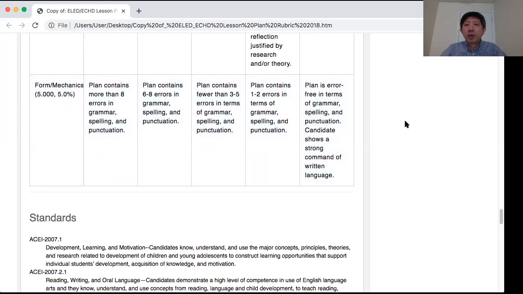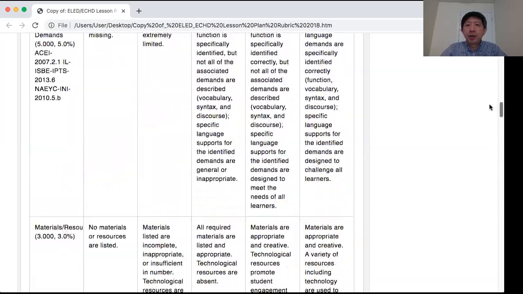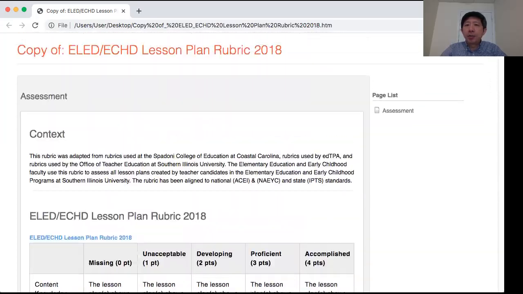Okay, so this is the rubric of the lesson plan, and I will post this on D2L. You can take a look at it before you write your lesson plan. All right.